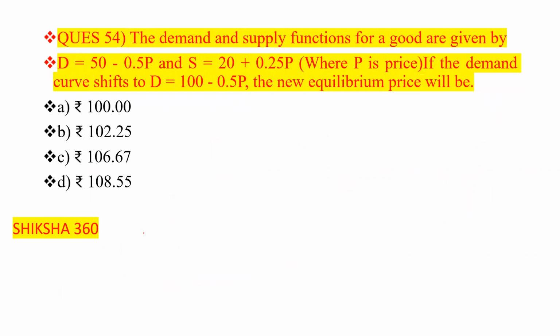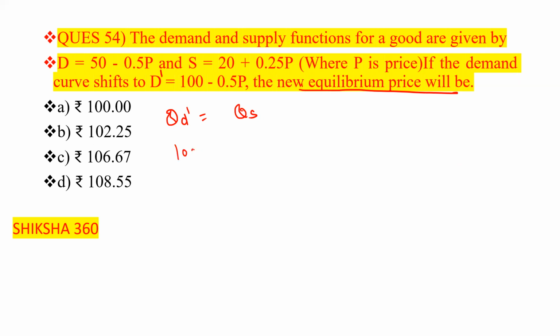The demand and supply functions of a good are given. Clear? So demand is given, supply is given. If the demand curve shifts from D to D dash, they are shifting the demand curve. This one is D, this one is D dash. So now QD dash is equal to QS. Then we will find the new equilibrium price.